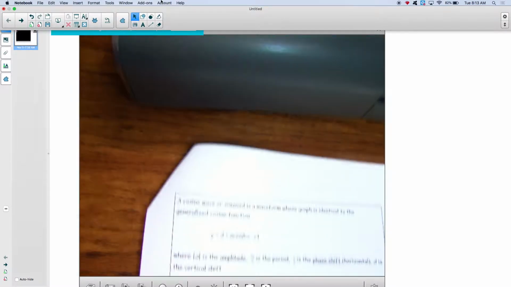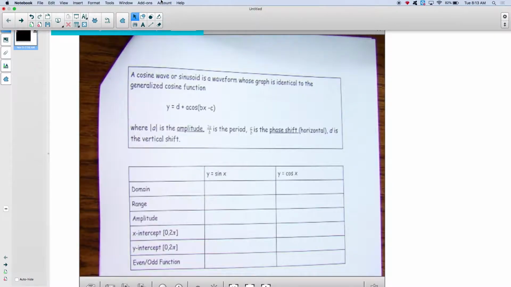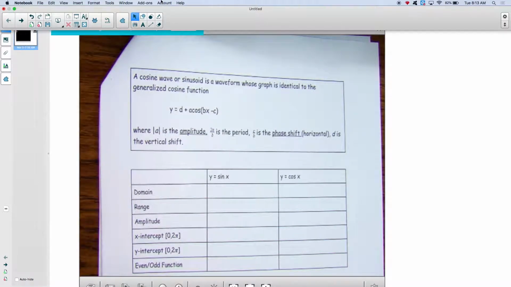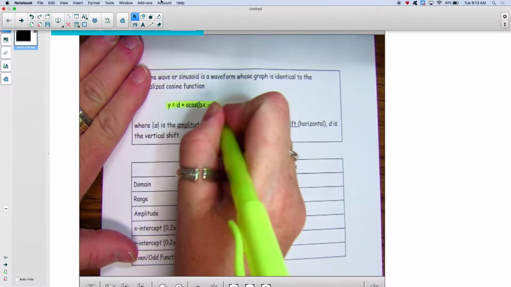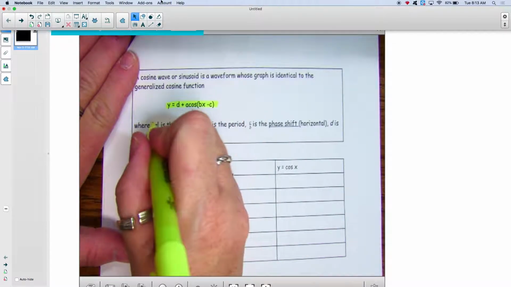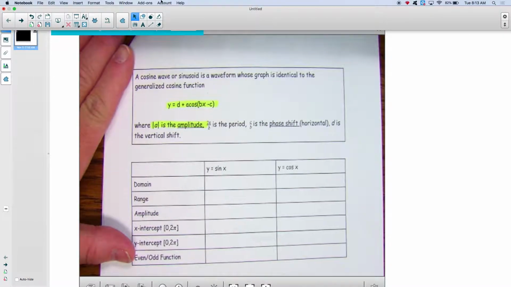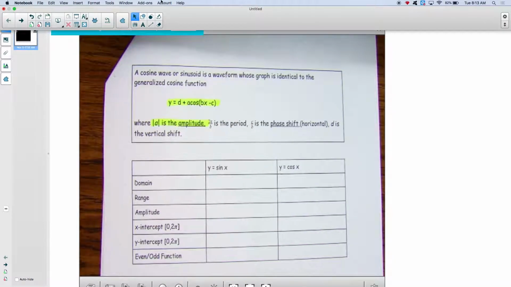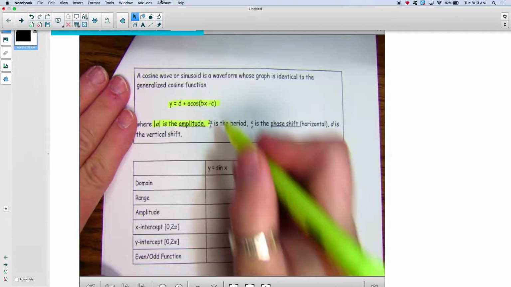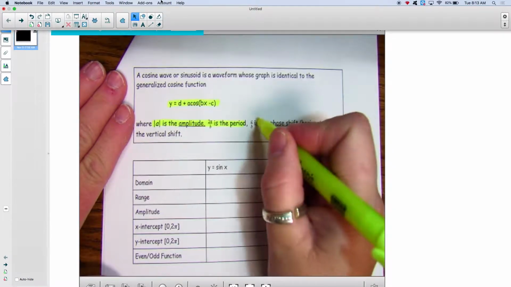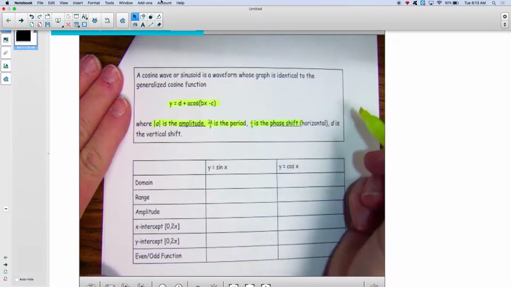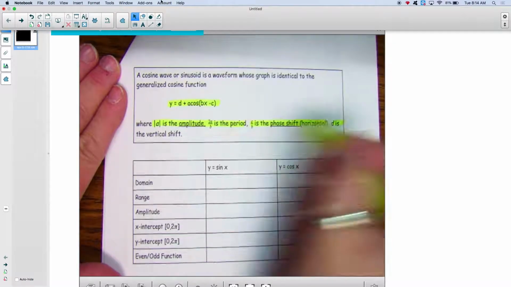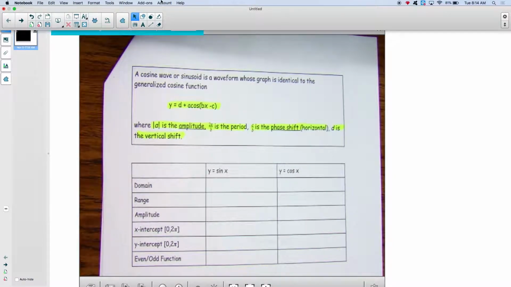Here's the same information for the cosine. It's d plus a cosine. The absolute value of a is amplitude. We're talking about how tall it is. That's a positive. If it was a negative, what would happen to the graph? It would flip it upside down. 2 pi over b is the period. C over b is the phase shift. And d is the vertical shift.